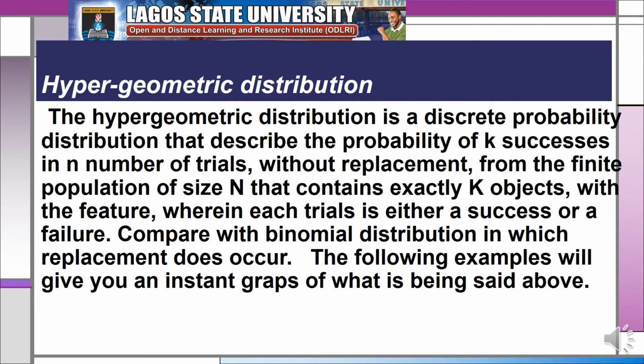The hypergeometric distribution is a discrete probability distribution that describes the probability of k successes in n trials without replacement from a finite population of size capital N that contains exactly k objects with the feature, wherein each trial is either a success or a failure, compared with binomial distribution in which replacement does occur. The following examples will give you an instant grasp of what is being said above.